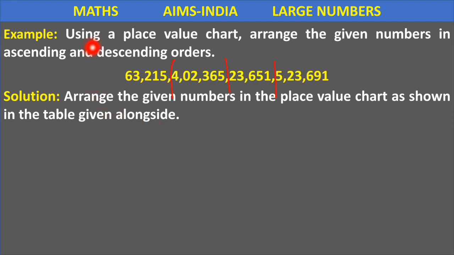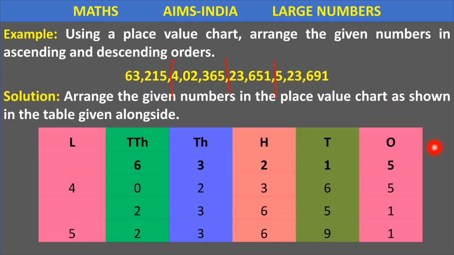What should we do first? In the question they are asking us to use a place value chart. So the first step will be to arrange the given numbers in the place value chart as shown in the table. Now this is a place value chart. We write place values from the right side, right? First comes ones, then comes tens, hundreds, thousands, ten thousands and lakhs. Now look at the first number here, 63,215. It has only 5 digits with ten thousands as its highest place value. So we have written 63215 here.